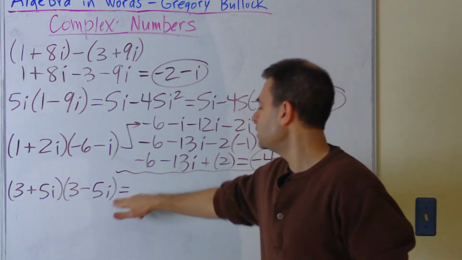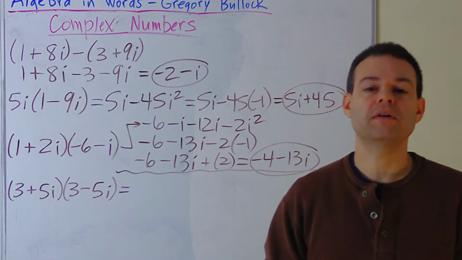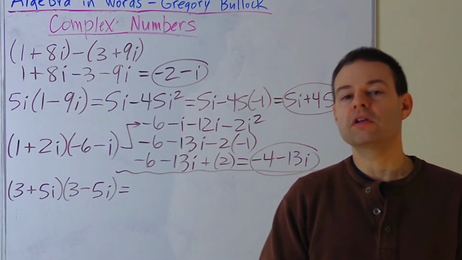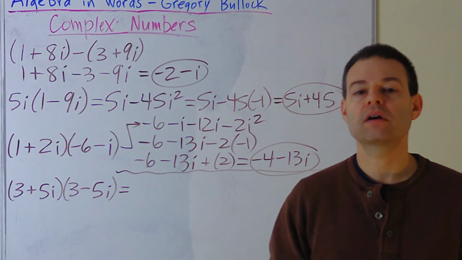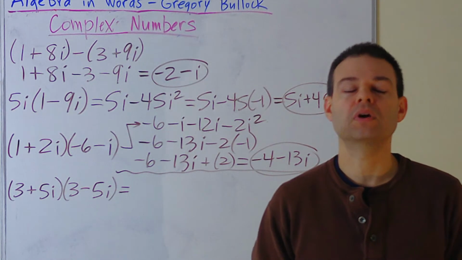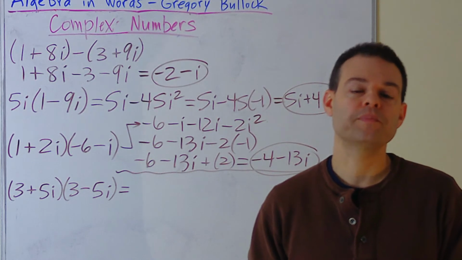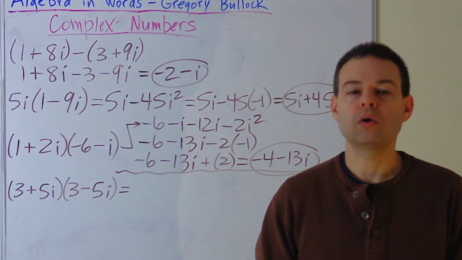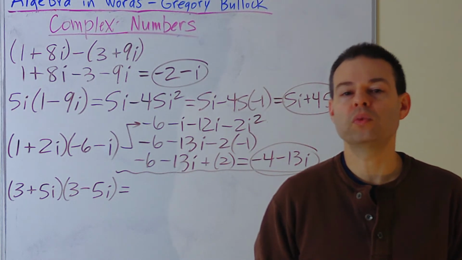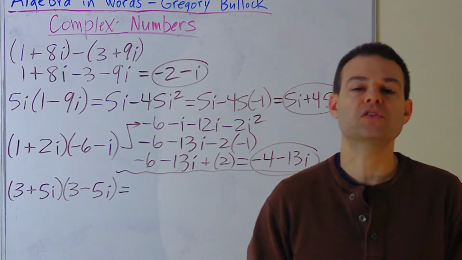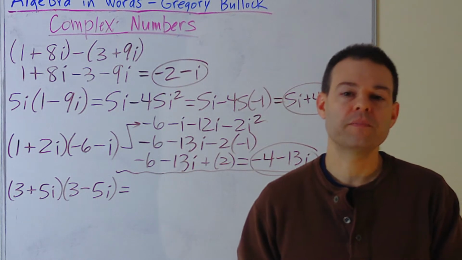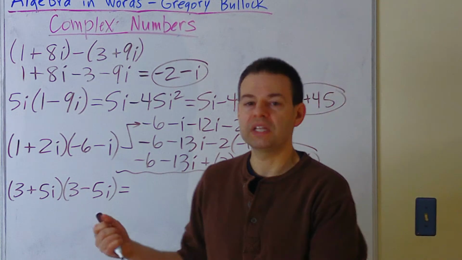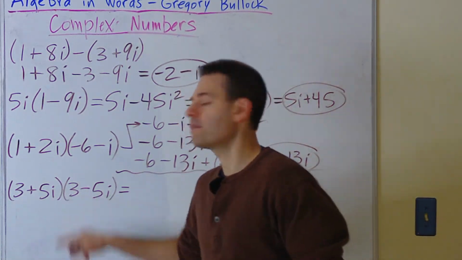Now, if we look at this binomial of complex numbers, take a look at that and see if you notice anything about them. Hopefully you notice that these are conjugate binomials or conjugate complex numbers at this point. So what does that mean? Well, we could FOIL them, but also we could skip a couple steps by doing the shortcut method for multiplying conjugate binomials.